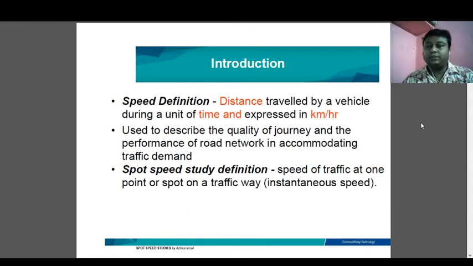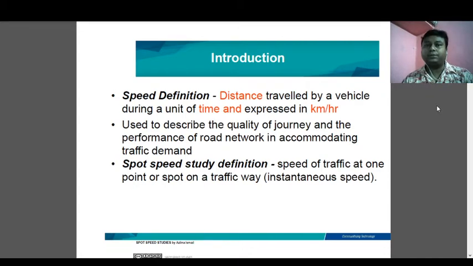Spot speed study definition: the speed of traffic at one point or spot on a traffic way. It is basically an instantaneous speed. Suppose one vehicle is moving, and this is a particular point. When the vehicle is passing this point, if at some instant we want the speed, that speed is known as the spot speed. Means an instantaneous speed at a particular spot or point is known as the spot speed.